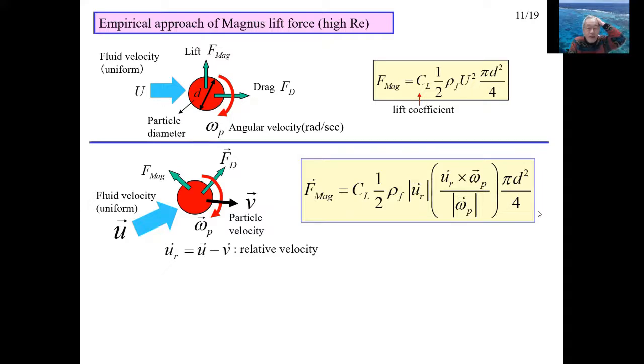As a result, the lift is expressed by the equation in the second yellow frame using the relative velocity vector and the angular velocity vector. The direction of the fluid lift is determined by the outer product of the U_R vector and the omega_p vector in the parentheses. If you are unfamiliar with vector operation, please refer to the beginning of lecture 2. I explain vector product in a polite manner.